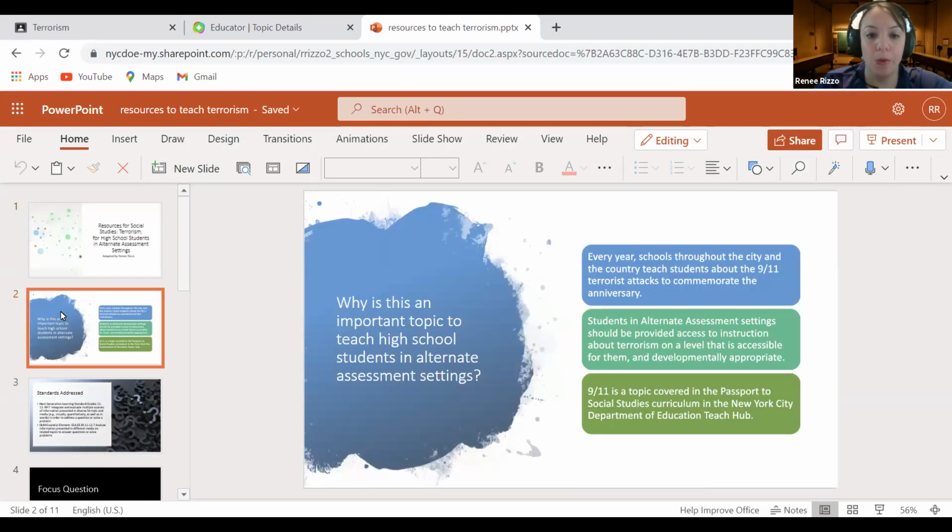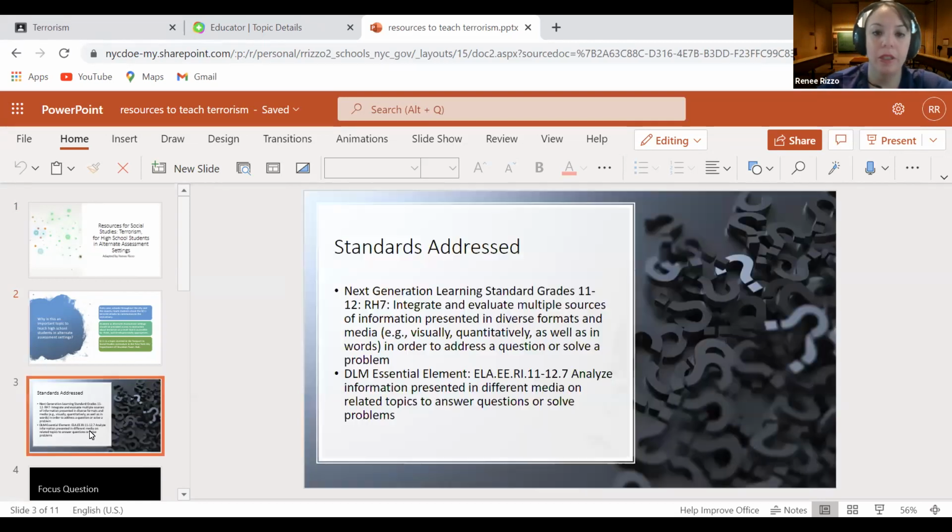Why is this an important topic to teach high school students in alternate assessment settings? Every year, schools throughout the city and the country teach students about the 9/11 terrorist attacks to commemorate the anniversary. Students in alternate assessment settings should be provided access to instruction about terrorism on a level that is accessible for them and developmentally appropriate. 9/11 is a topic covered in the Passport to Social Studies curriculum in the New York City Department of Education Teach Hub.